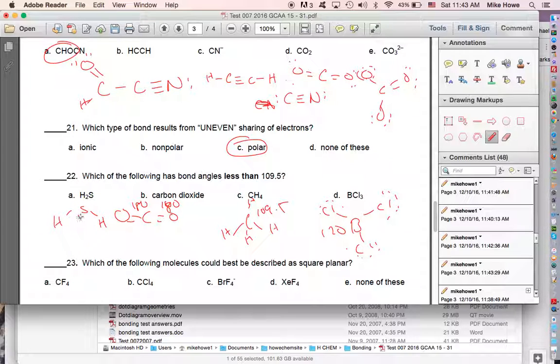H2S looks like this, but you've got this pair of electrons here, this pair of electrons here. So what happens is they kind of spread out, and that pushes these guys a little bit closer together. So minimizing the angle right here between these bonds is going to be less than 109.5, about 104.